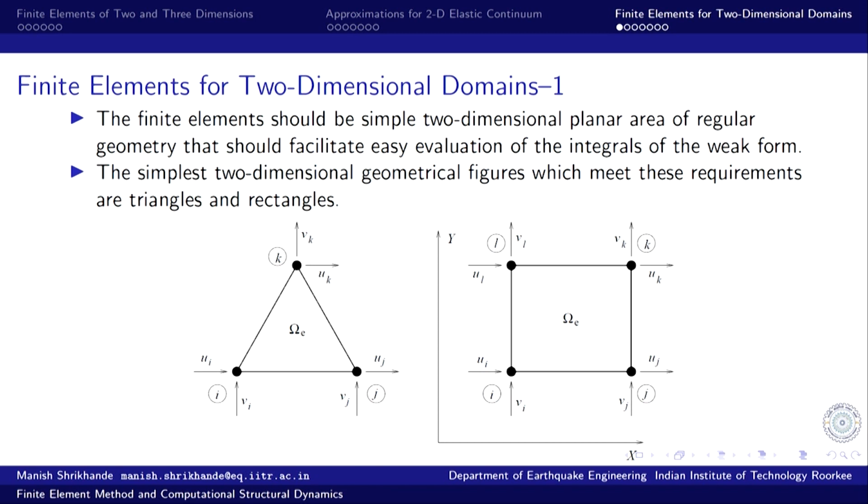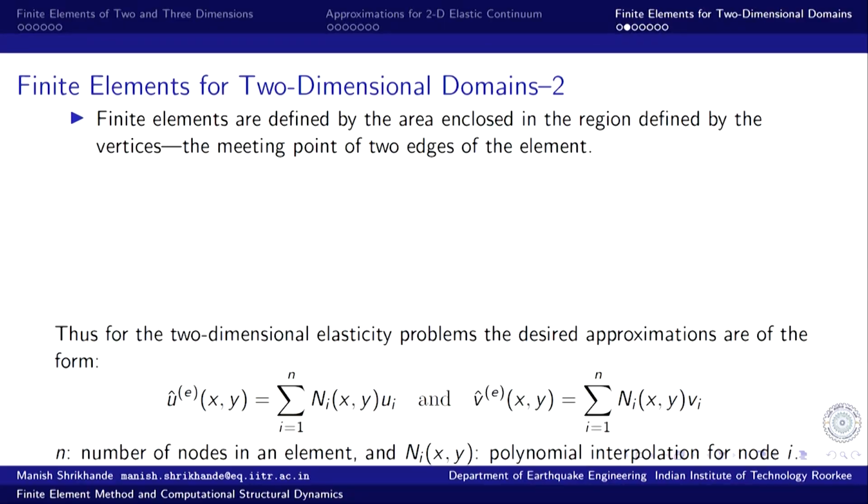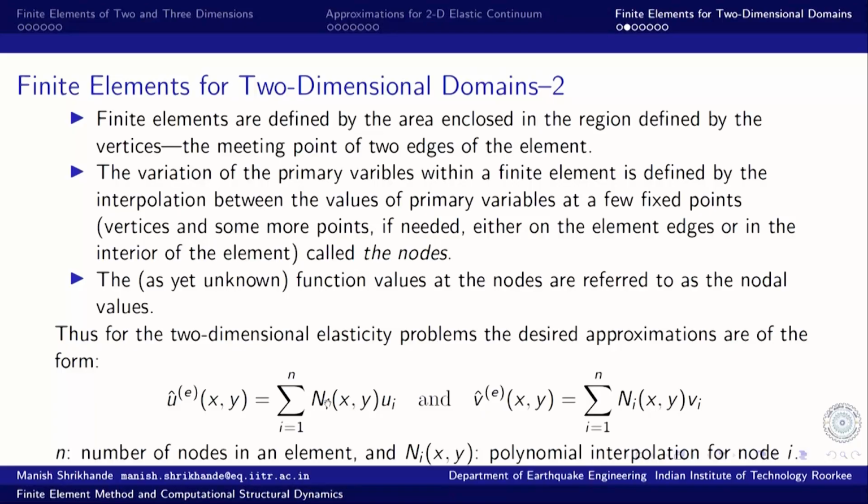So, again we go by the same interpolation route, but now we need to look at two dimensional interpolation. Finite elements are defined by the area enclosed in the region defined by the vertices. So, we discussed the triangle defined by 3 vertices and the rectangle defined by 4 vertices, and vertices are essentially the intersection of two edges of the element.